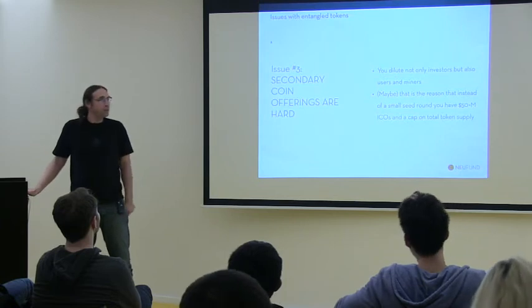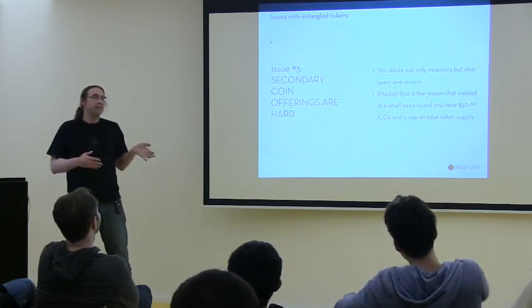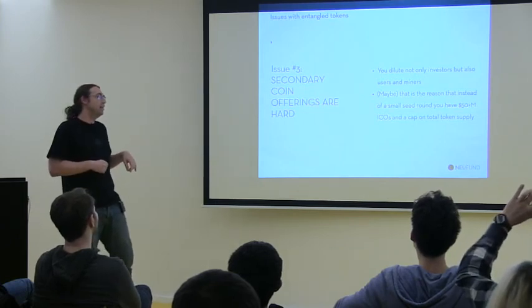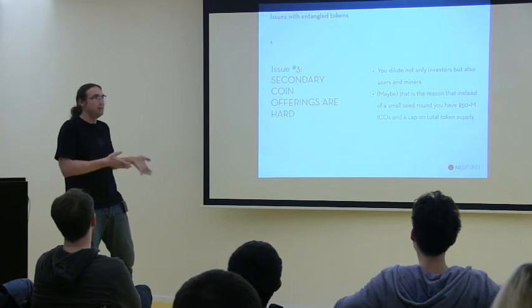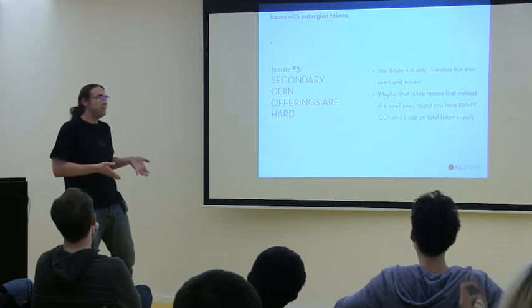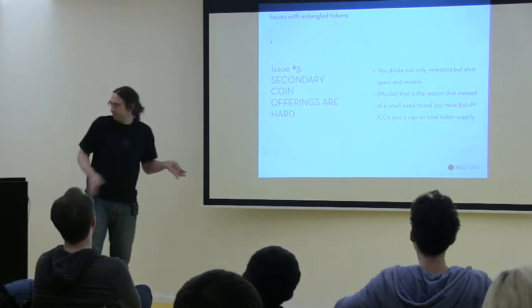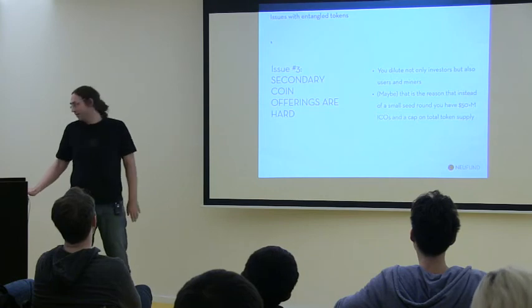Okay, there is another issue: you can't really do a secondary round with your app token. If the app token really represents a value and you have an established price, and you generate 30% more of these tokens and sell them, then you can really destroy the business of the miners. They will just take their rigs and go somewhere else.